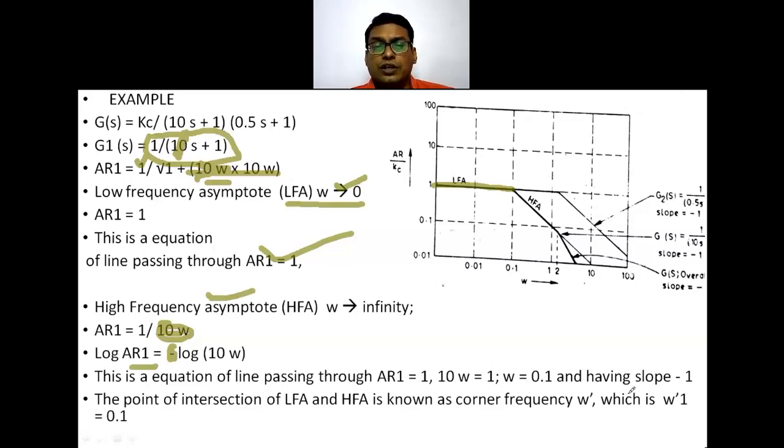Now to calculate the corner frequency, 10 omega equals 1. So omega is equal to 0.1. So 0.1 is my corner frequency.